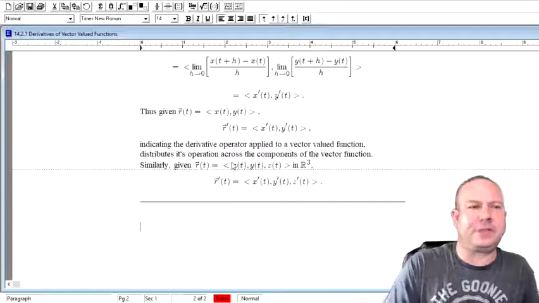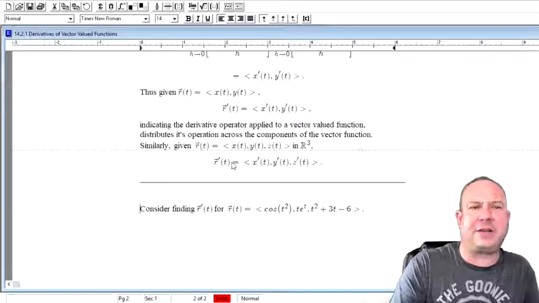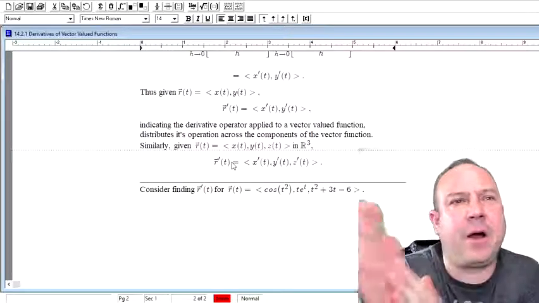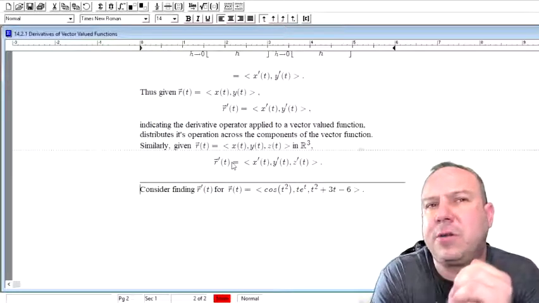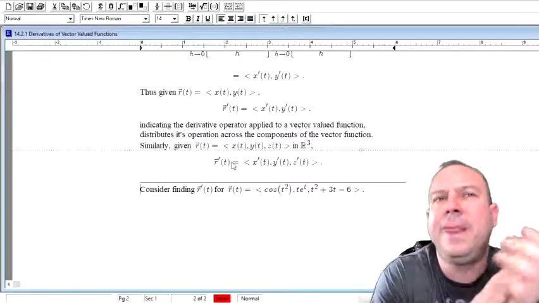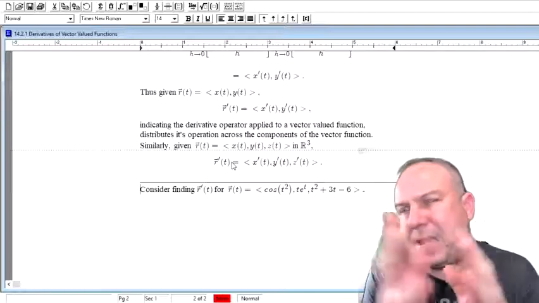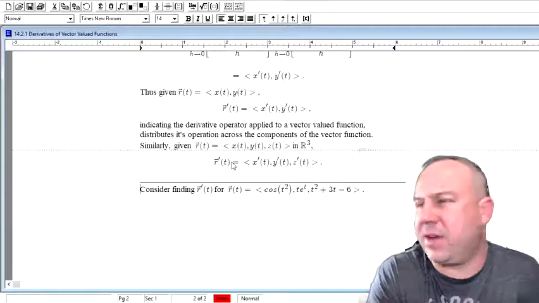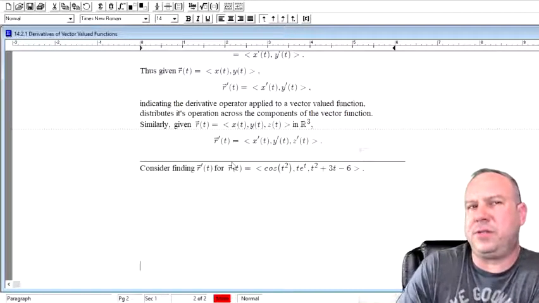All right? So let's look at an example. Here's a vector valued function. Consider finding r bar prime of t for this vector valued function given here. R bar of t equal to the cosine of t squared, comma, t times e to the t, comma, t squared plus 3t minus 6. How's the derivative of the vector valued function going to behave? Well, it's just going to distribute itself across those components.